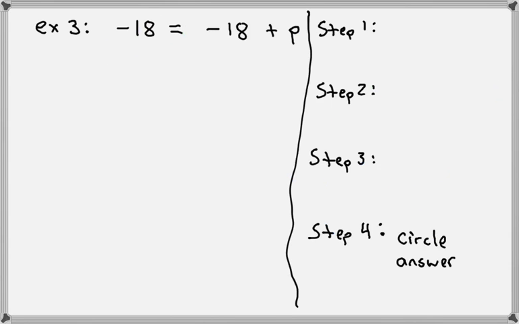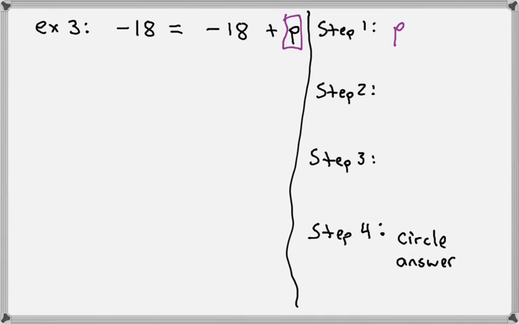Let's look at another example. Here it looks slightly different just because the variable's not listed first. It really doesn't matter what side our variable is on to begin with. The end goal is we still want it to be by itself. So what we want by itself is that p.